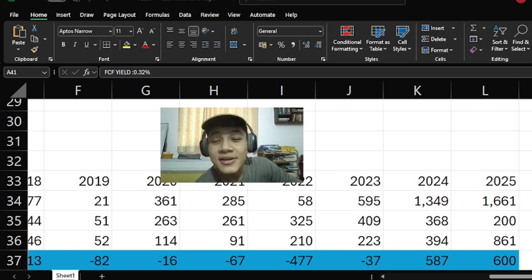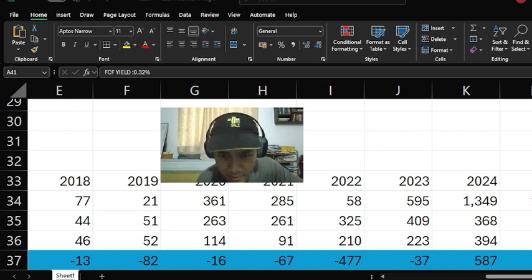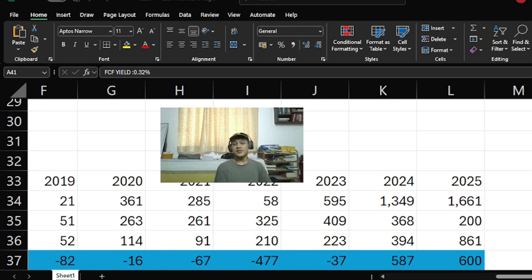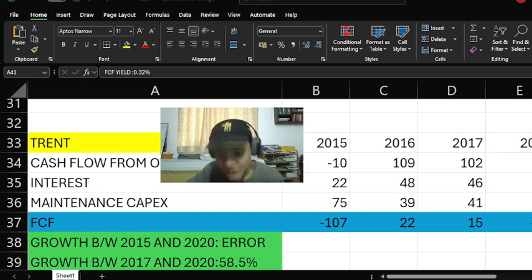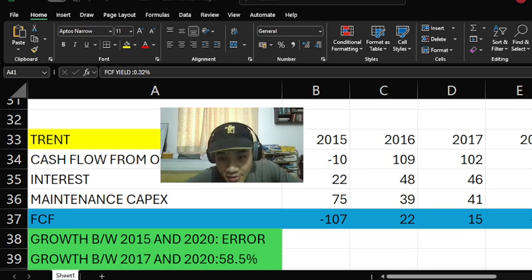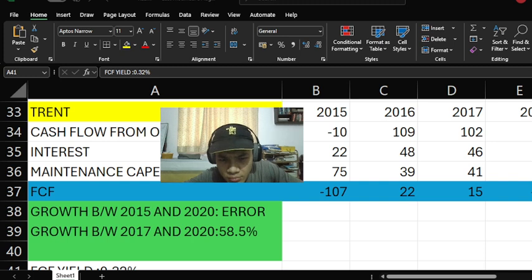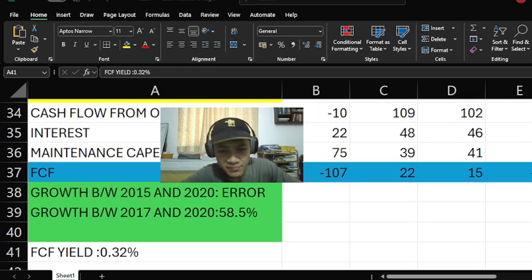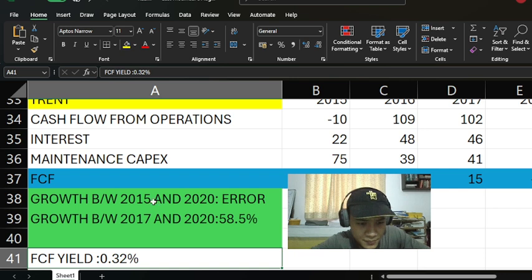In 2022 was minus 400 crores. Minus, not plus. And the last 2 years, 587 crores in free cash flow, and 2025, latest year, 600 crores in free cash flow. All right. Growth between 2015 and 2020 was, wait, why is it written 2020? Hmm? I think it should be 2025. My fault. That should be 2025.